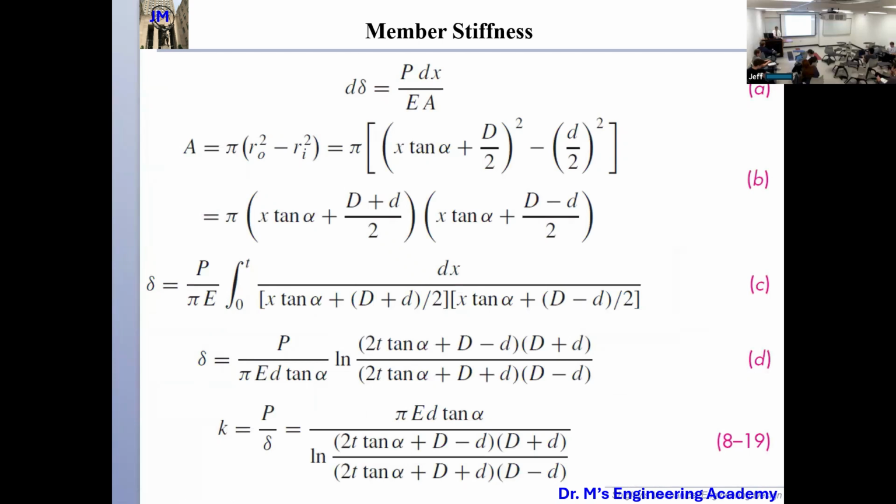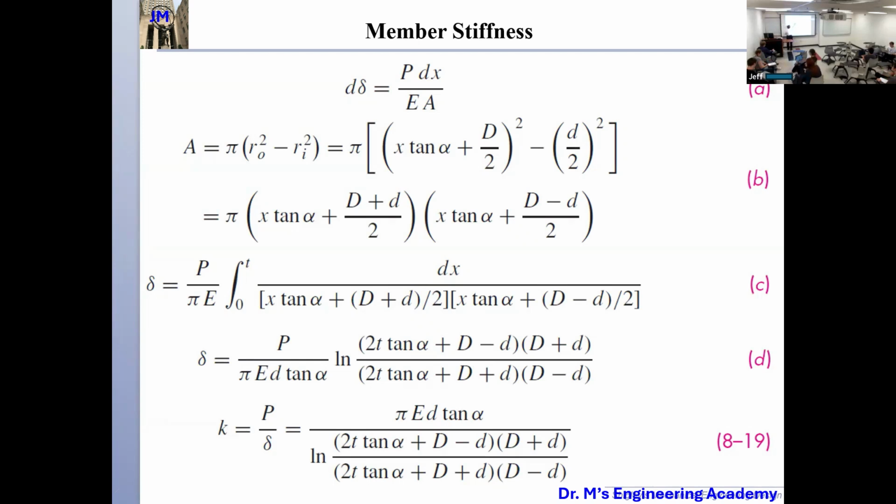I will show you a little bit on how we get this k here, and this k is our final step. It equals the load divided by the corresponding deflection. And how do we get this deflection? I want to show you guys. All of you have learned calculus 1, 2, 3, right? Okay, so how do we derive this one?